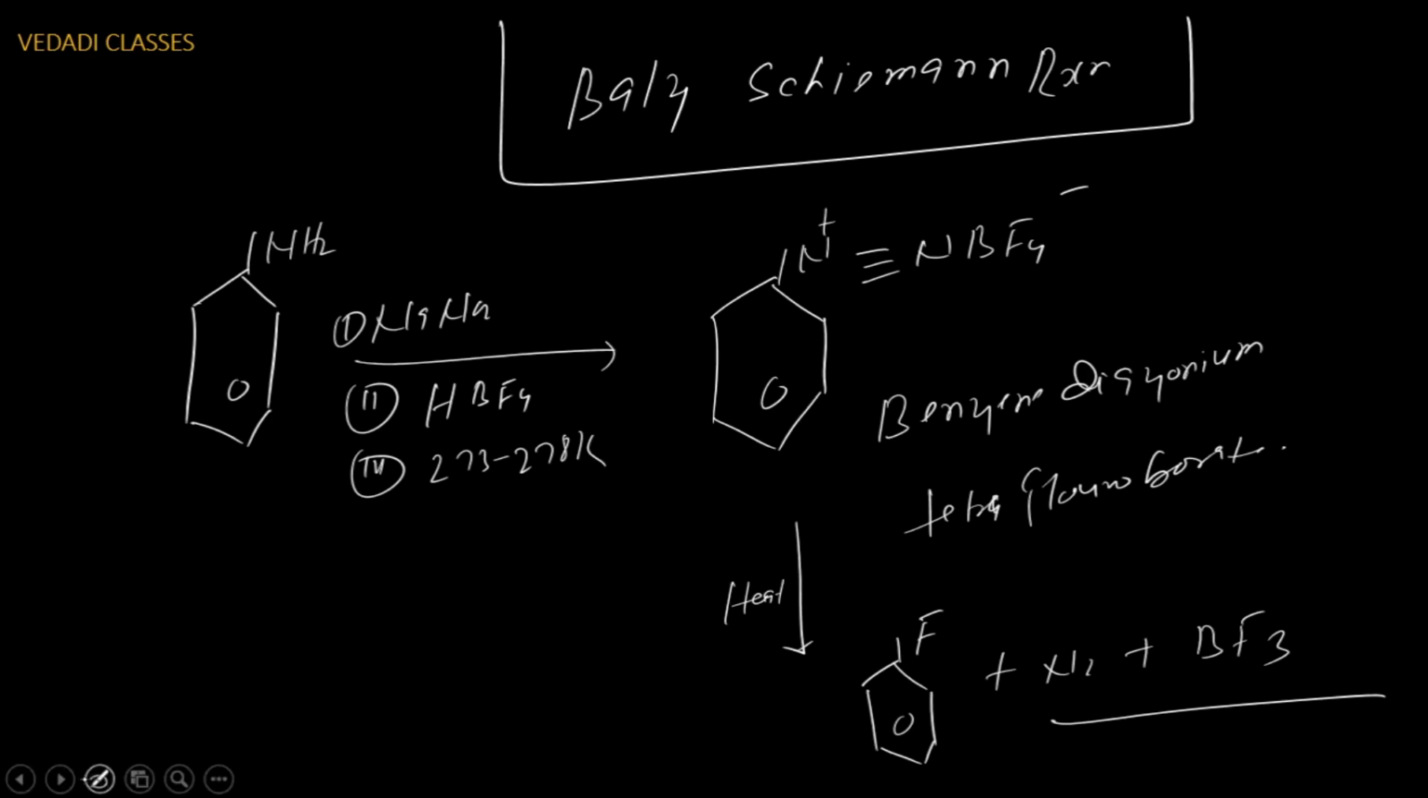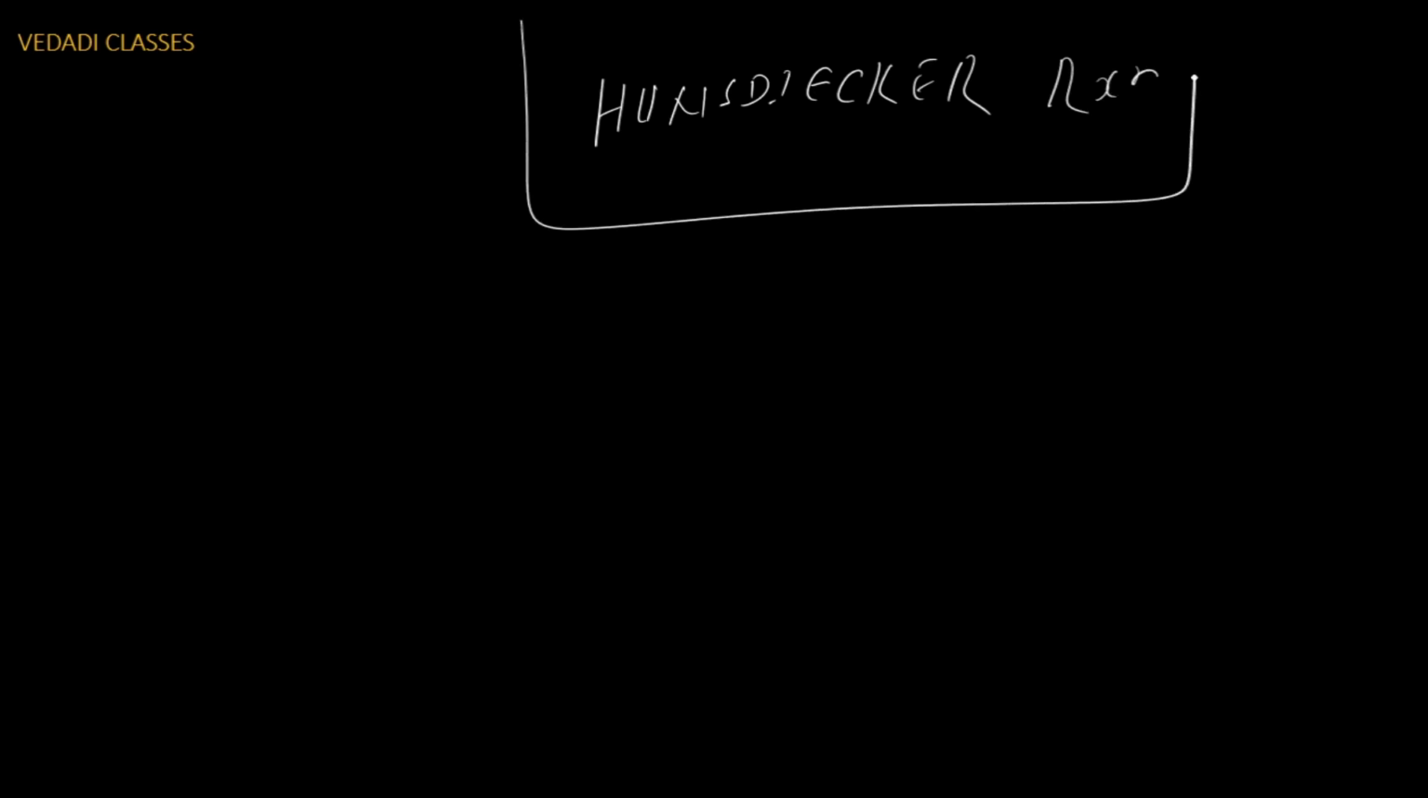Now, next one, we have one more name reaction, that is the Hunsdiecker reaction. This is also a method of preparation of haloalkanes. So what about the Hunsdiecker reaction? When we take the silver salt of a fatty acid, like C double bond O, OAg, this is silver benzoate.